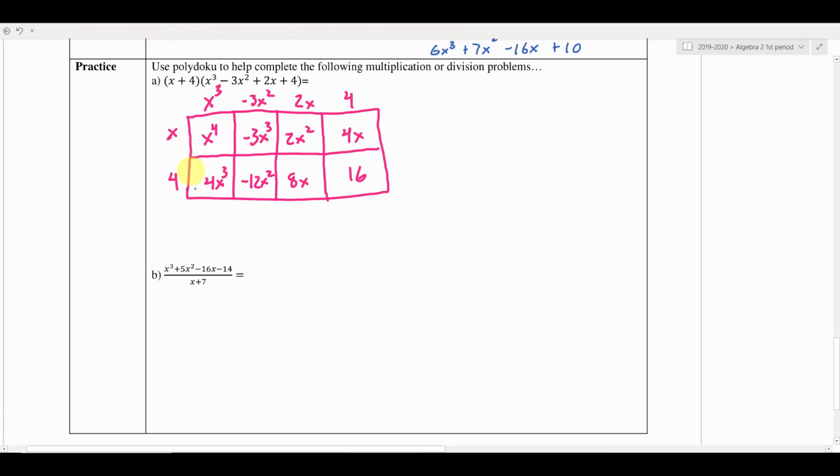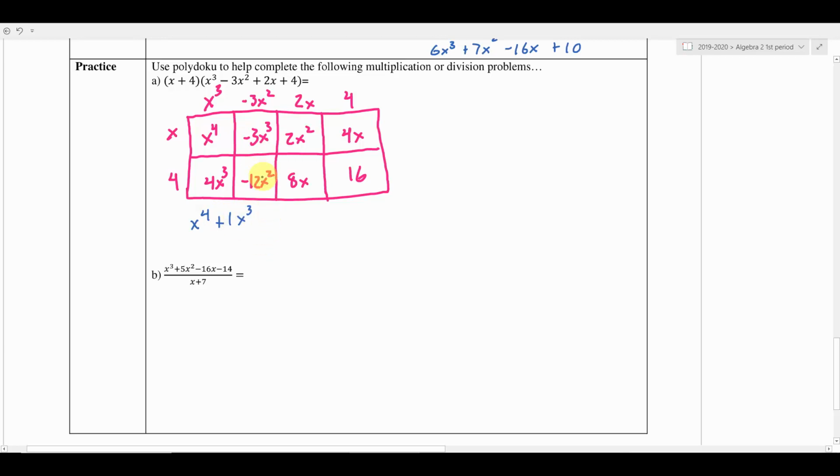So I'll do that in a different color here. So we have our x to the 4th. That's all by itself. So there's my x to the 4th. And then we have our cubes, right? Remember, the cubes, the squareds, and the regular x's, they'll all line up on these diagonals, all right? So we have a positive 4 and a negative 3, so that's going to end up being plus 1x cubed.